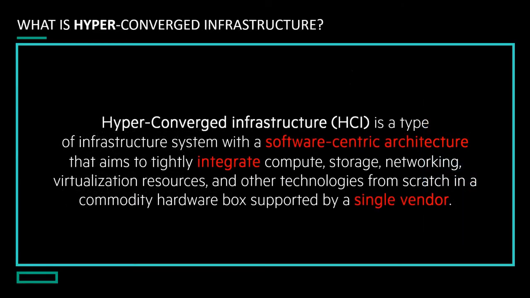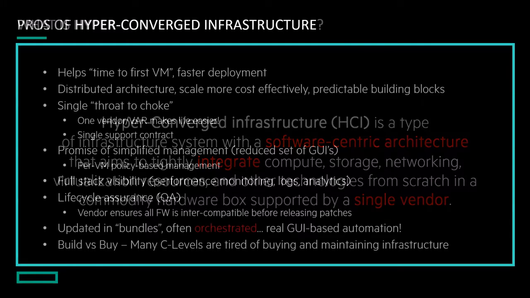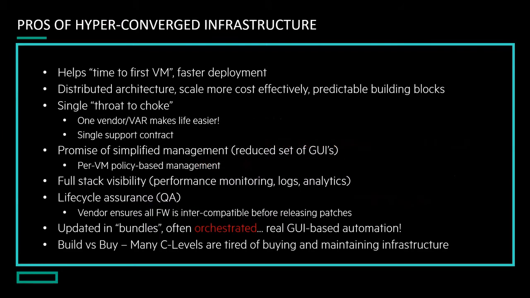So during this time, we started to see the second generation of converged architecture pop up, HCI. And the takeaway from the textbook definition is that it's a software-centric architecture that integrated all of those three-tier components and had a single vendor, in theory, that was supporting the whole stack. Now, you'll notice that some of the benefits borrow from converged infrastructure, but once again, that single throat to choke.